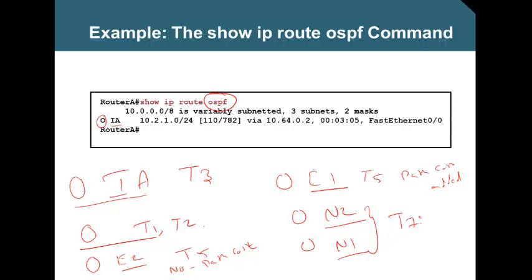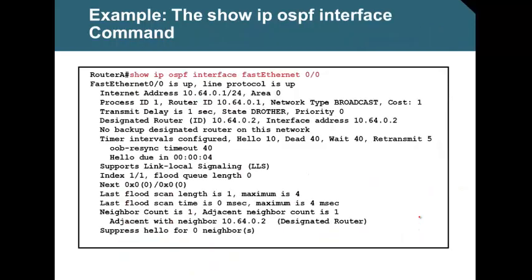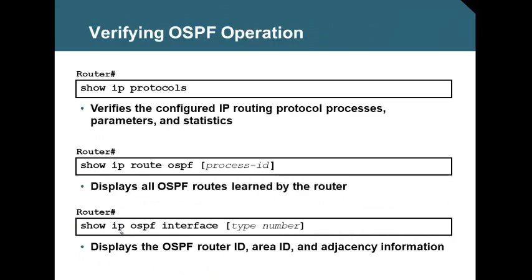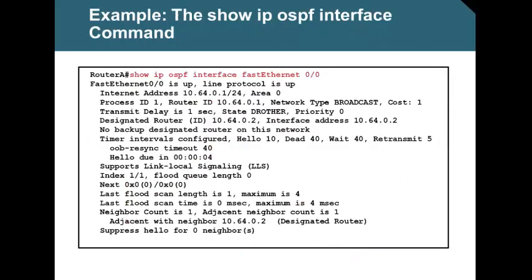Show ip ospf interface and interface name. This is what I was talking to you about. Here I was telling you show ip ospf interface. You will see router ID, area ID, adjacency information like how many neighbors. You will also see the timers and the network type. That's what I want to show you here. You see the network type is broadcast. And you see the timer here. There is one neighbor. And this is the neighbor's address. The router ID of the DR is shown here.